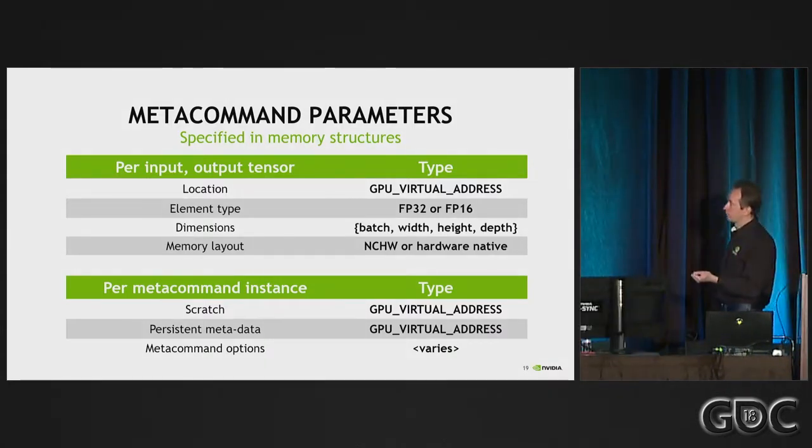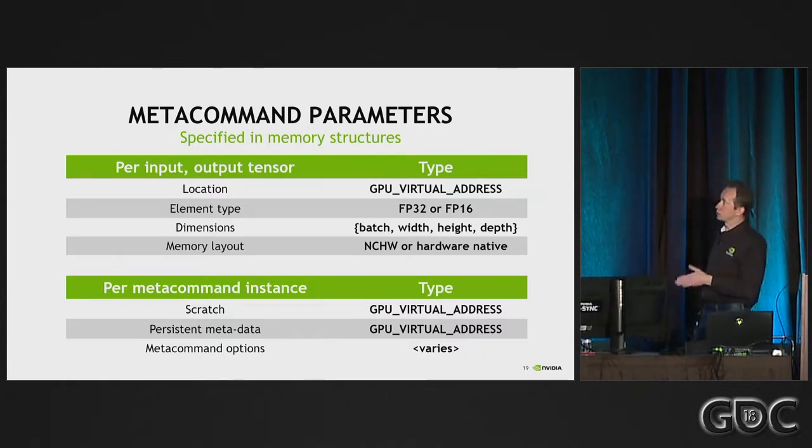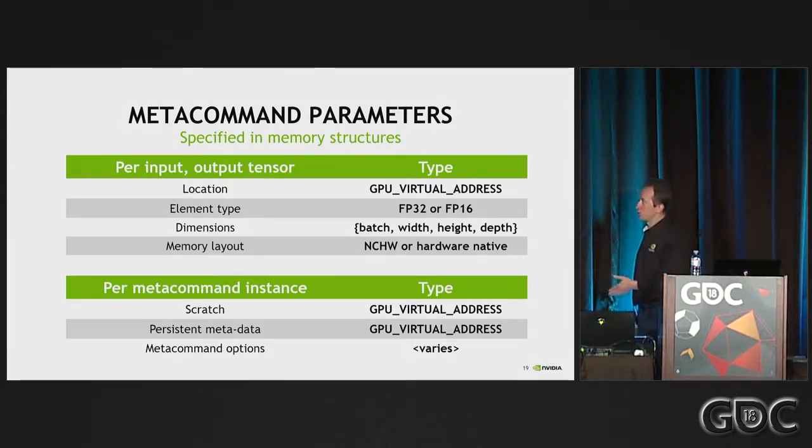Each tensor can be described by a particular element type. As Stuart mentioned, we're supporting FP32 and FP16, reduced precision data types for performance, for meta commands. Then basically the number of elements in each dimension, the number of dimensions, and the memory layout. So let me describe the memory layout in a bit more detail. We support two different kinds of memory layouts.